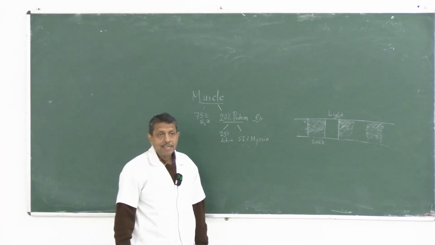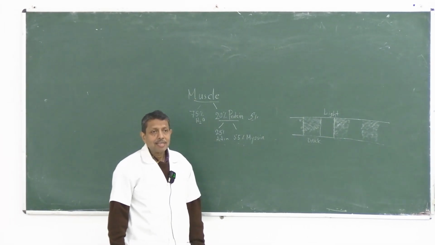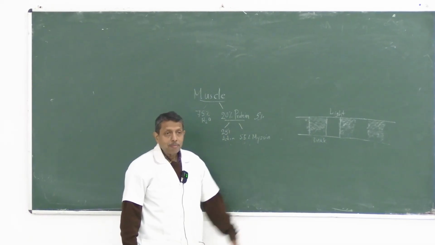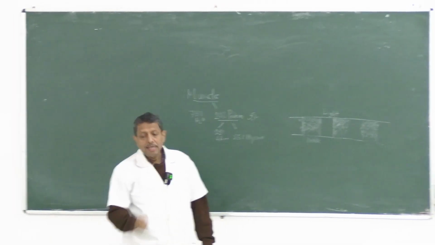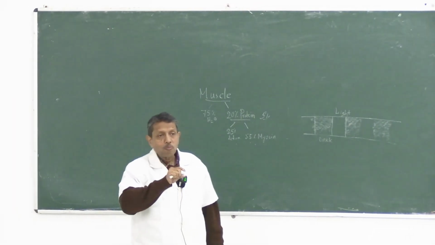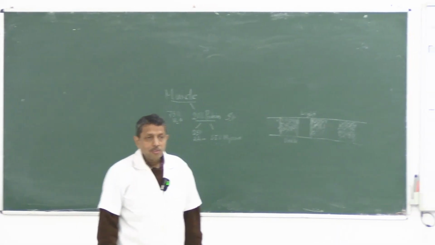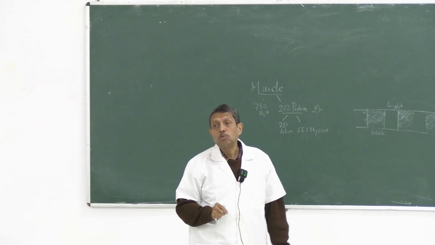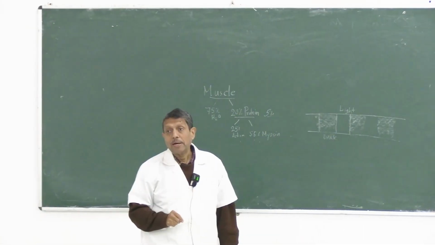Two types of structure: skeletal muscle and cardiac muscle. Clear? And in case of skeletal muscle, they comprise long muscle cells. Due to their length, they are called fibers.